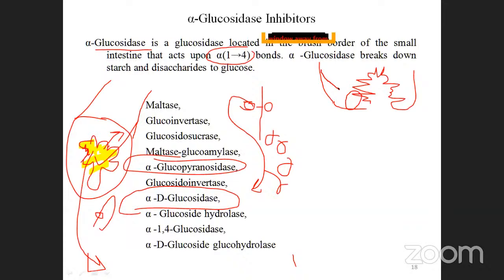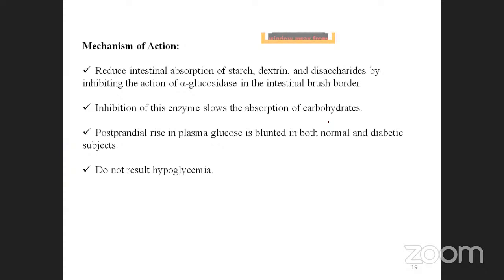So the starch or dextrin or the polymers of glucose that would liberate the glucose will be inhibited. Got it? So that is the principal mechanism of action. It reduces intestinal absorption of starch, dextrin, and certain other disaccharides by inhibiting the action of alpha glucosidase in the intestinal brush border. Similarly, inhibition of this enzyme slows the absorption of carbohydrates. Finally, that leads to postprandial rise in plasma glucose being blunted in both normal and diabetic subjects.